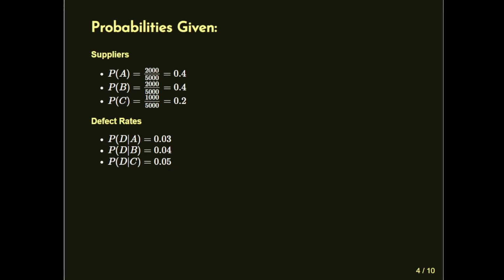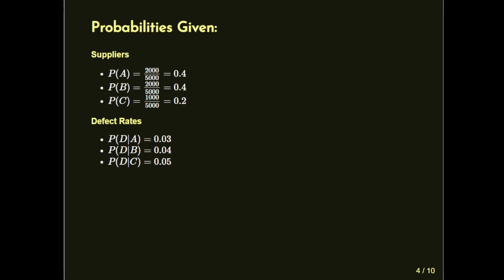Okay, so let's look at the probabilities here. Probability of A is the probability of a randomly selected component coming from supplier A. We know there are 5,000 components coming in. We're told that in the question. We know that 2,000 come from A, 2,000 come from B, and 1,000 come from C. So if we're selecting one at random, there's 2,000 of them from A. So it's 2,000 divided by 5,000, which is 0.4. Likewise, 0.4 for supplier B, and 0.2 for supplier C.